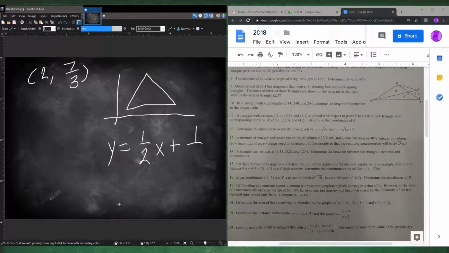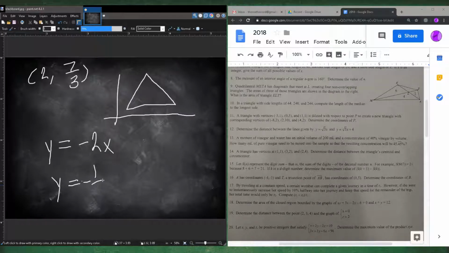So let's get rid of this. y equals -2x, and y equals -1/3 x. So this is the -1/3, right? And this one is the -2. Sorry, it kind of just looks really bad. So then we just need to find that point of intersection. So remember, it has to be a perpendicular bisector.